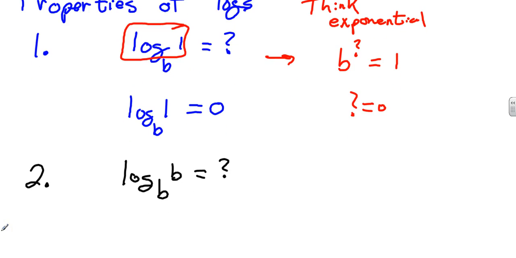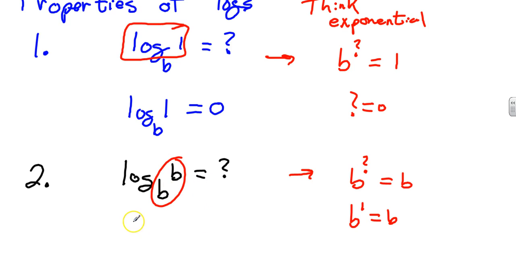For property number 2, here's what you're looking at. If whatever your base is and this number are the exact same thing, there's a shortcut when you're simplifying this part. Again, if you think about rewriting it, it's b to the what power equals b. Just the first power, right? So for these two things to match up, this would have to be b to the first. So anytime these two things are the same, the answer is always going to be 1.